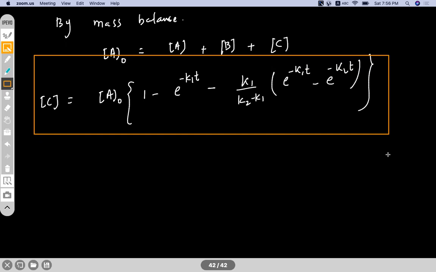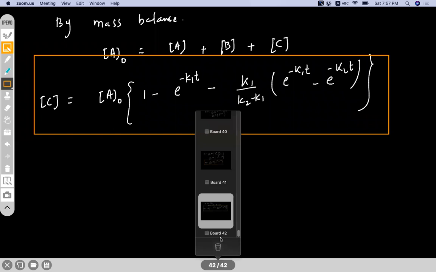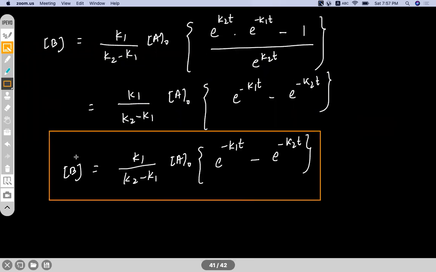What next we need to find out? B max. The concentration of B max, and the time at which the concentration of B becomes maximum. You can simply apply the mathematical approach and find out the concentration of B max. See, the concentration of B is this. If you differentiate this and equate to 0, you'll find out the time at which B becomes maximum. Yes or no?